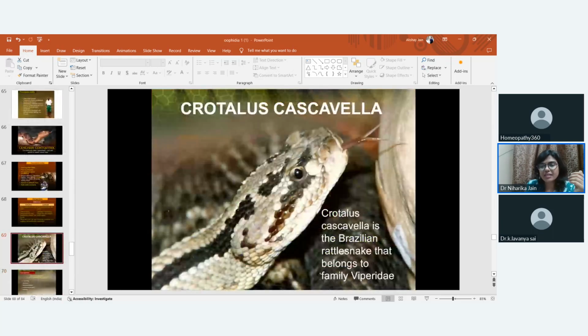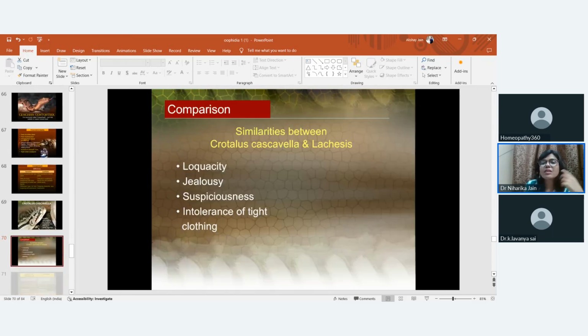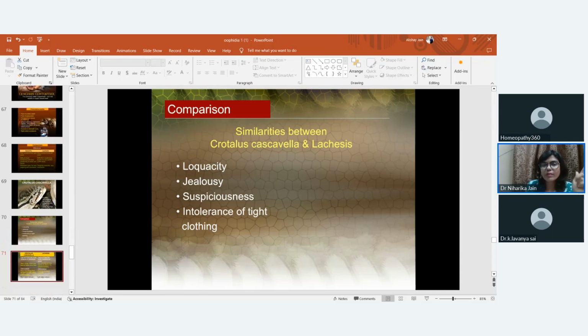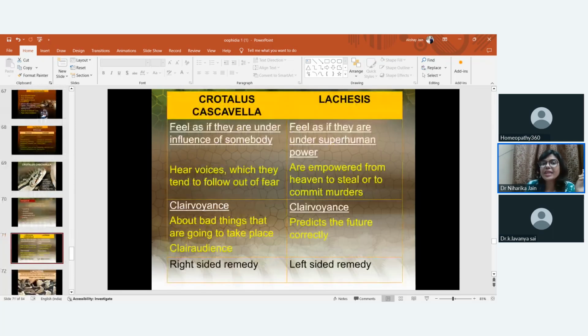Crotalus cascavella is the Brazilian rattlesnake. Similarities between Crotalus cascavella and Lachesis are loquacity, jealousy, suspiciousness, and intolerance of tight clothing. Crotalus cascavella patients feel as if they are under the influence of somebody, and Lachesis patients feel as if they are under a superhuman power.